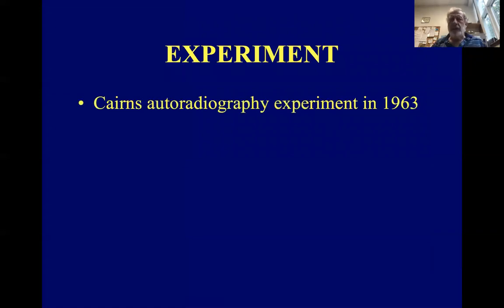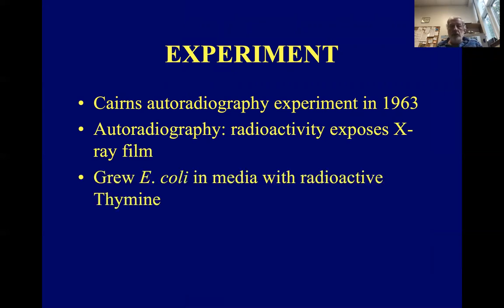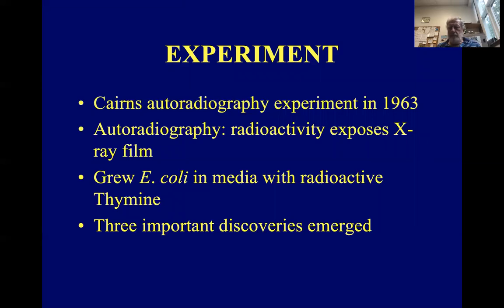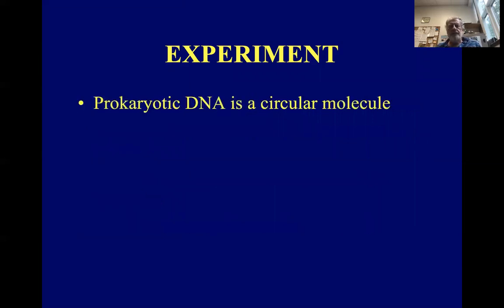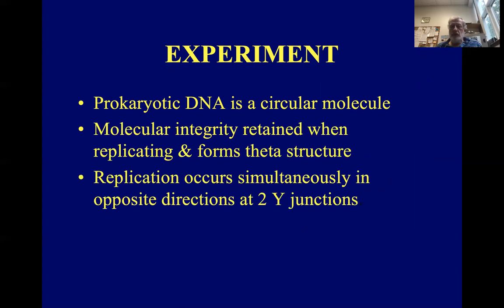The second experiment: a guy named Cairns in 1963 used autoradiography, which is defined as using radioactivity to expose X-ray film. So he grew E. coli in media with radioactive thymine, so every time there was a T incorporated into the new DNA strand, it was radioactive. And from that, he made three important discoveries. One is that the DNA molecule in prokaryotes is circular. Secondly, the molecule retains its integrity during replication. It doesn't break apart and reform, and it forms this theta structure, like the Greek letter theta. The replication occurs simultaneously in opposite directions at two replication forks. That was his third discovery.